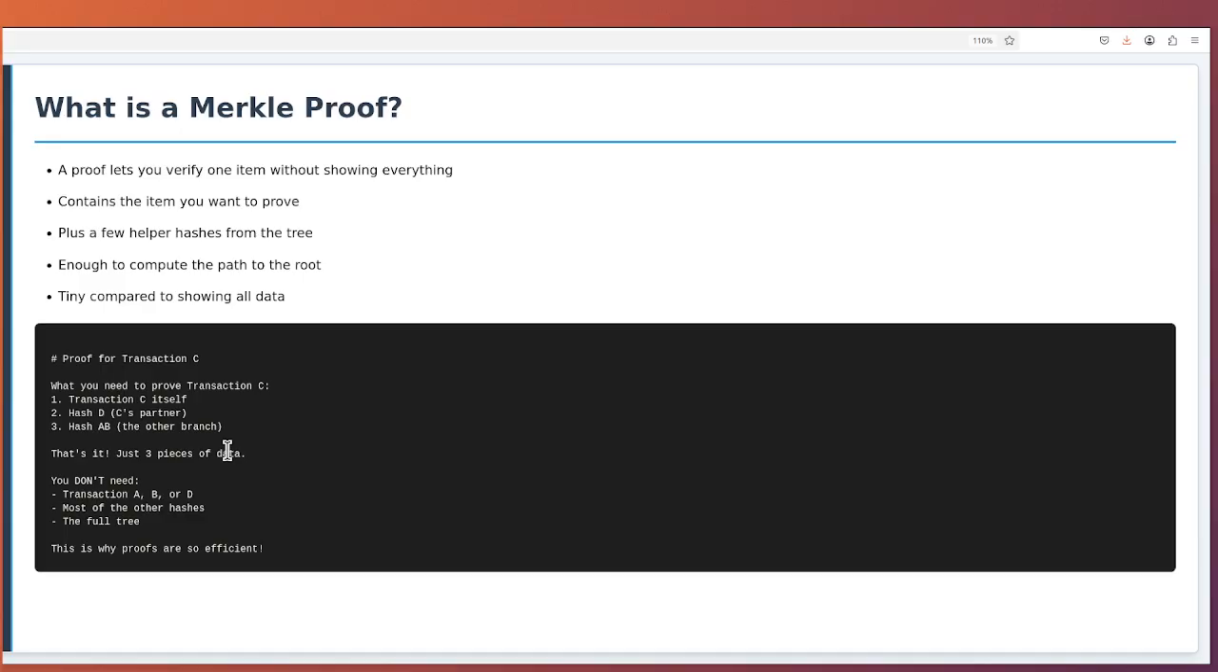With these 3 pieces of information, I can verify that transaction C is authentic by computing up to the root and checking if it matches. Notice we didn't need transaction A, B, or D. We didn't need most of the hashes. Just a small set of helper hashes that let us reconstruct the path to the root. This is why Merkle proofs are so efficient.